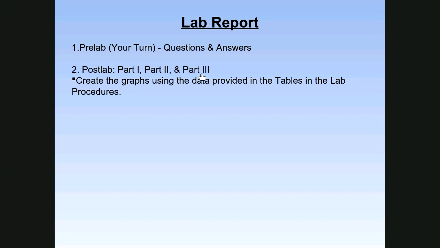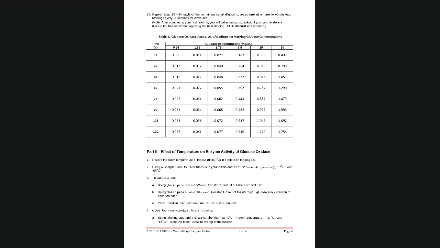Now, real quick, what else I want to show you is the lab itself. Go down to the lab procedures. So you can see here under lab procedures, it's giving you the time intervals every 15 seconds up to 120 seconds or 2 minutes. And then across for table 1, this has to do with substrate concentration, but it says glucose. Well, what is the substrate for the enzyme glucose oxidase? It's glucose. So they give you the name of the substrate.